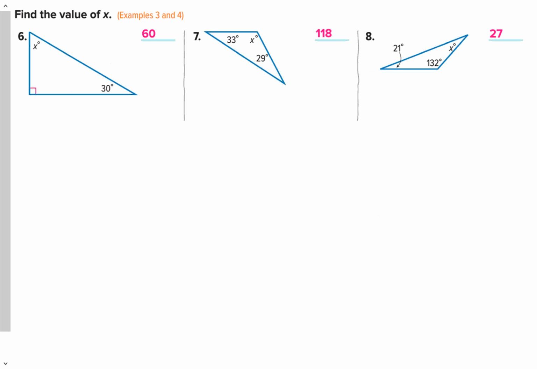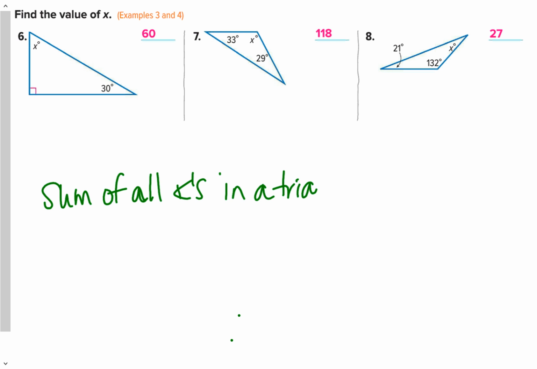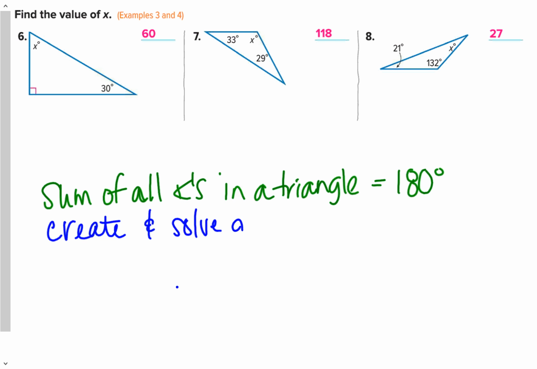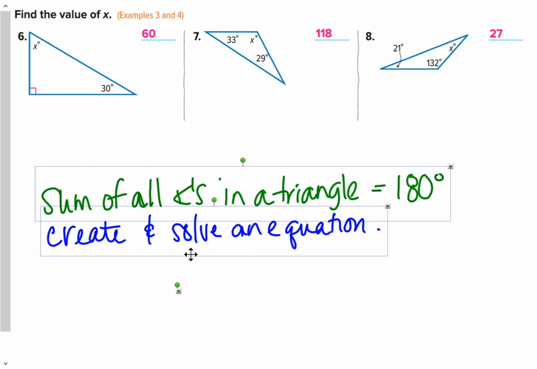Okay, so here we have to find the value of x. A couple things we have to remember. The sum of all angles in a triangle equals 180 degrees. That's really important because that's basically a fact for the angles in a triangle. And if you want, write that down. What you have to do is create and solve an equation. So I'm going to go ahead and start doing that with number 6.